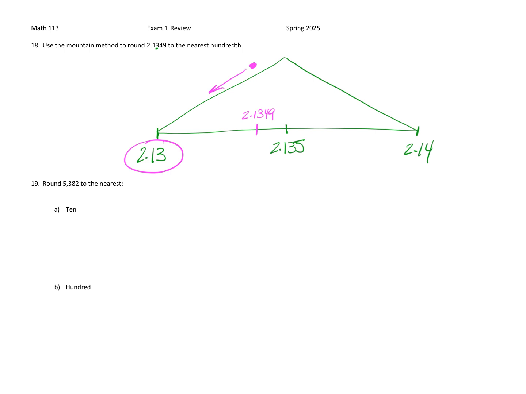Now I'm just going to use any method I want to round 5,382 to the nearest 10. So I'm underlining the tens place. Look at the place to the right, which is an 8, which is bigger than 5. So I round up to, that would be the nearest 100, sorry, 5,400.